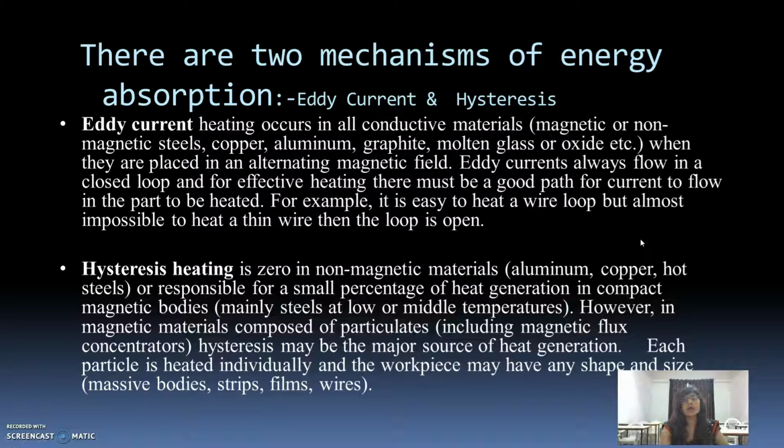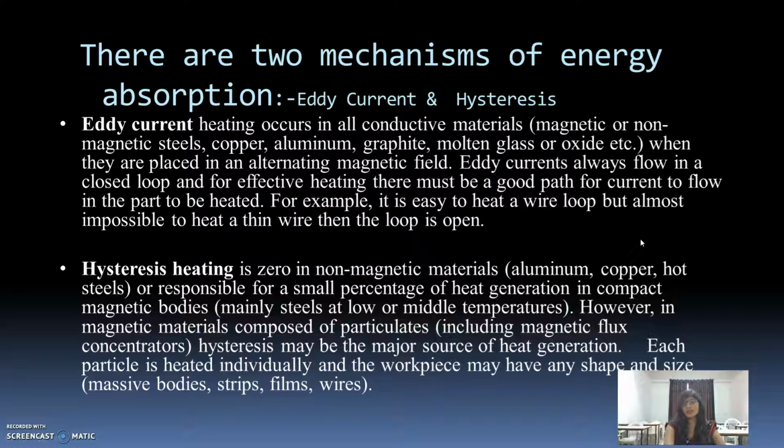Eddy current heating occurs in all conductive materials, magnetic or non-magnetic: sheets, steels, coppers, aluminium, graphite, molten glass or oxide, etc. When they are placed in an alternating magnetic field, eddy currents always flow in a closed loop, and for effective heating there must be a good path for current to flow in the part being heated.